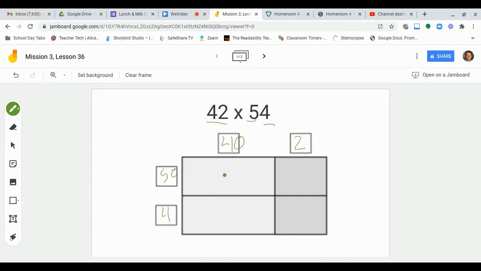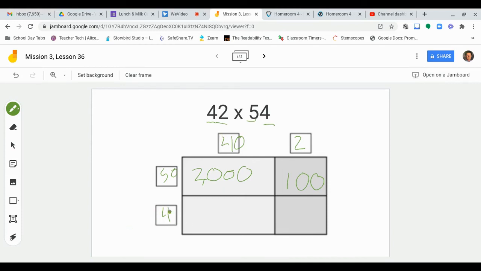So let's do that. So for this first one, I do 50 times 40. So I'm going over and up. 50 times 40. Well, 5 times 4 is 20. And then I need to put those two zeros on from the 50 and the 40. So 2,000. So you notice how I just wrote in the box right there? 50 times 40 is 2,000. Now I'm going to go 50 times 2. Well, 50 times 2 is 5 times 2 is 10, plus that other 0 is 100. So 100 right there.